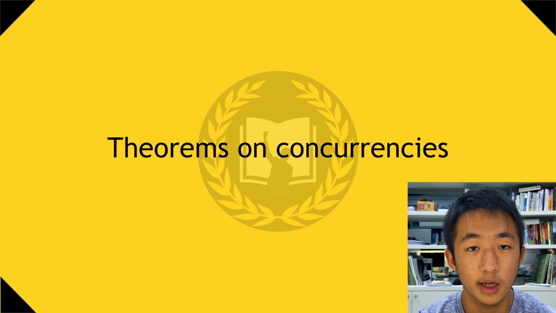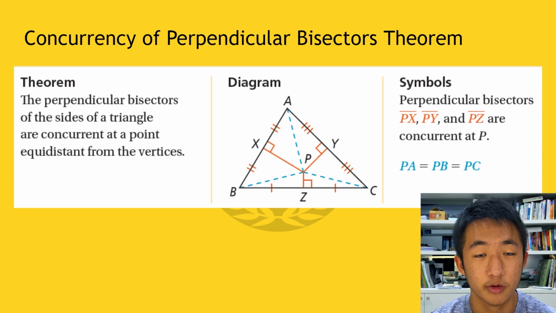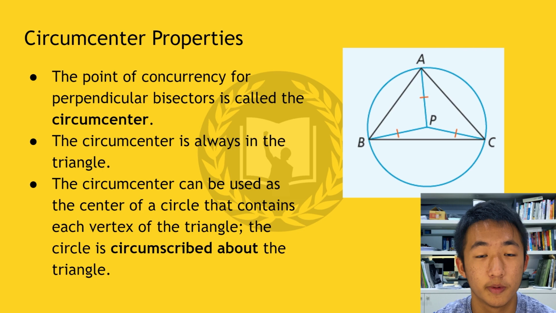First up is the concurrency of perpendicular bisectors theorem. Perpendicular bisectors of the sides of a triangle are concurrent at a point that is equidistant from all of the vertices of the triangle. As seen in the diagram, the three perpendicular bisectors are concurrent at point P. PA is also equal to PB and PC in length. The point of concurrency for perpendicular bisectors is also known as the circumcenter. The circumcenter is always inside the triangle.